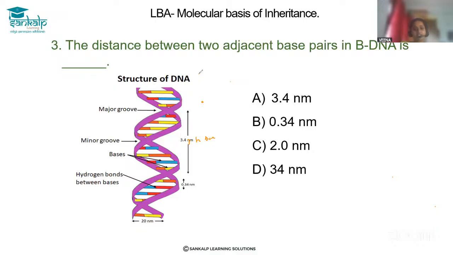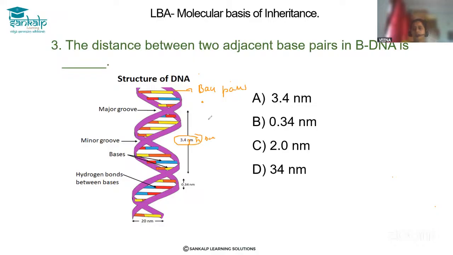Let's solve the question. The distance between two adjacent base pairs in a B-DNA is. So dear students, B-DNA, this is the structure of human DNA. So that is B-DNA. If you observe here, these are the base pairs, right? These are the base pairs, nucleotide base pairs.